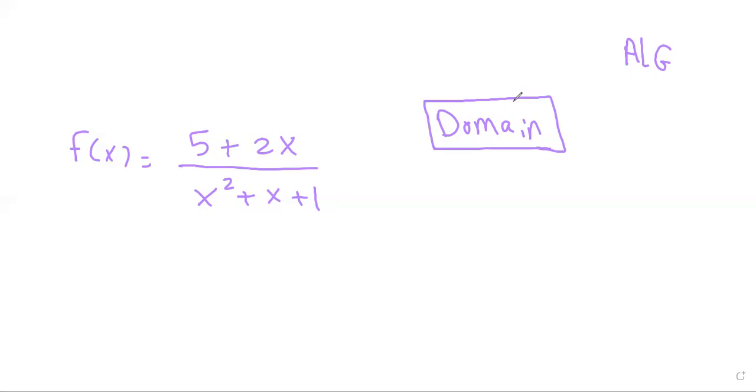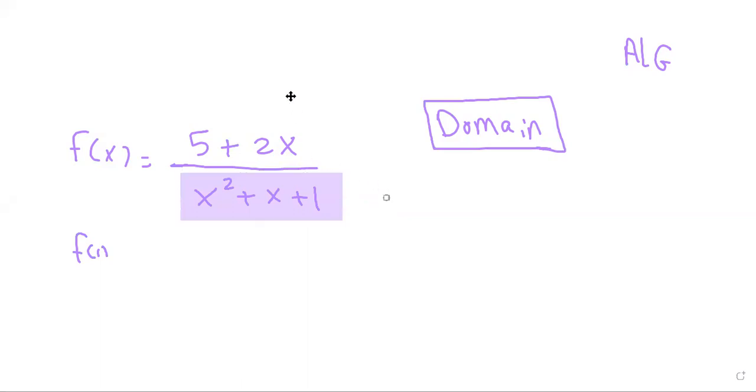Yes, great, lovely, because we can find any value of x. Like what? If I have f of 1, f of 2, f of 3, we don't have any restrictions. We don't have any zeros in the denominator.